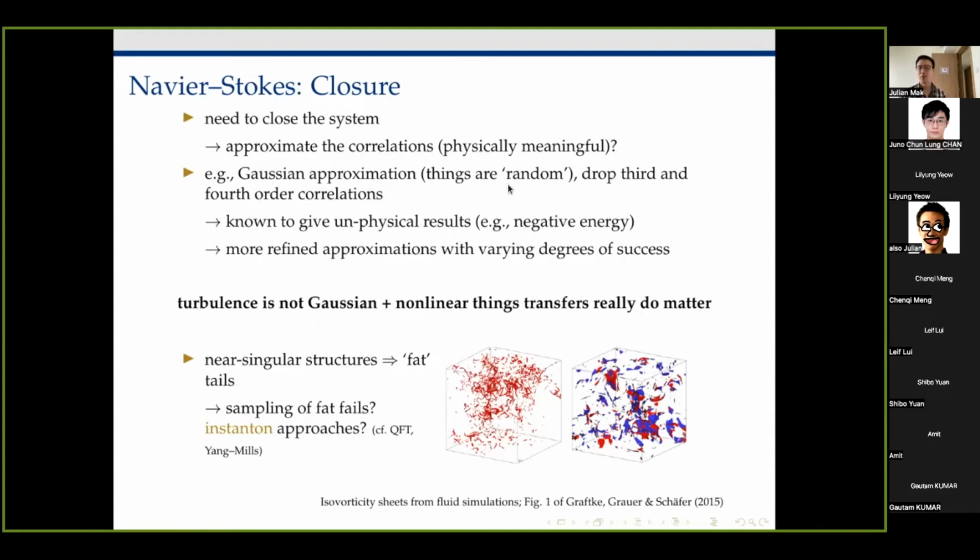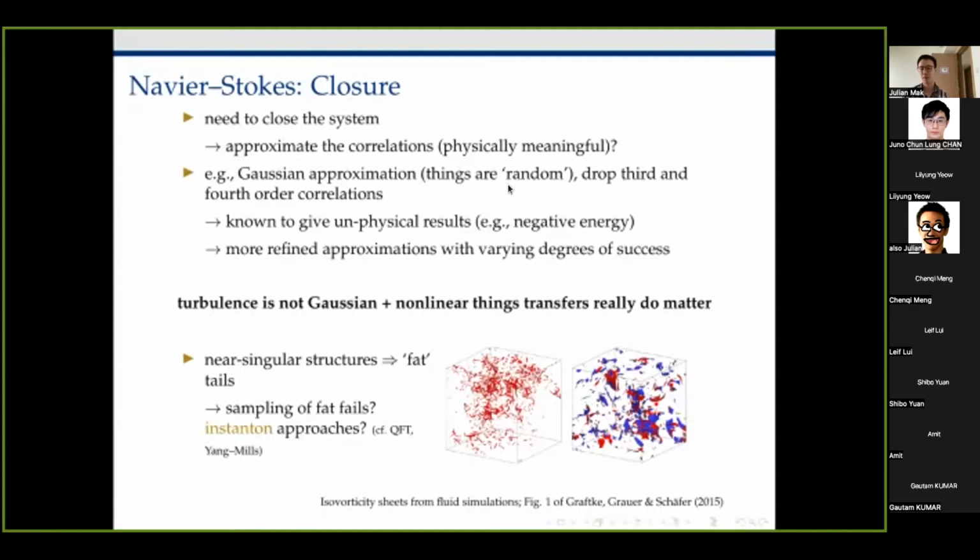So one of the upshots for this is that turbulence is actually fundamentally hard. It's fundamentally hard because it's really not Gaussian. So it's not just random white noise kind of fluctuations we're dealing with. It's really red. And in particular, the nonlinear transfer really does matter. So most of these closures have some sort of skill in one aspect, but I think all of them are ultimately incorrect. They do something not physically correct.